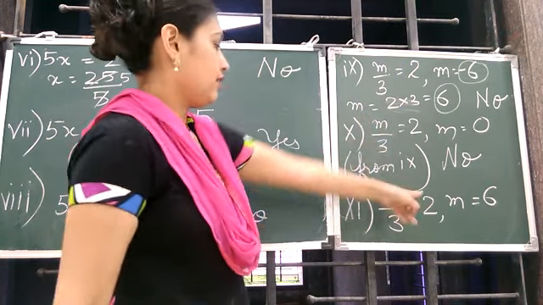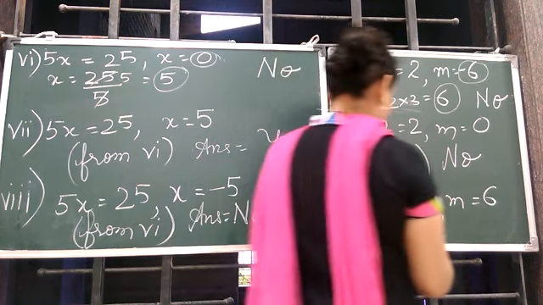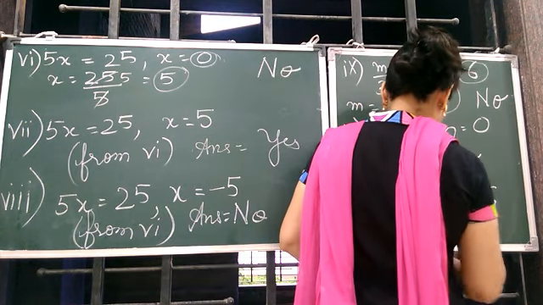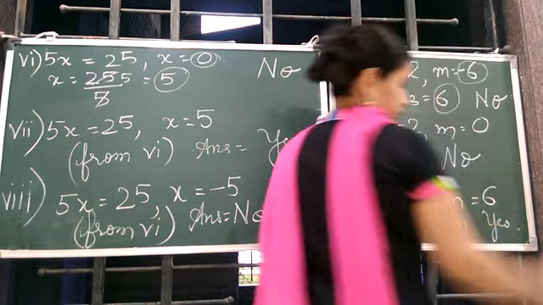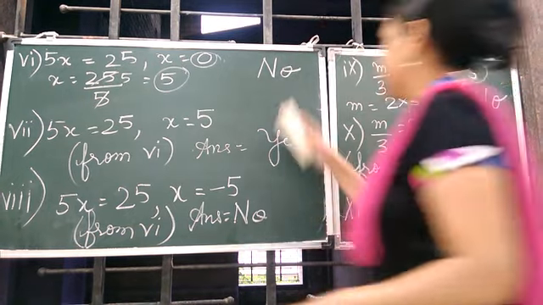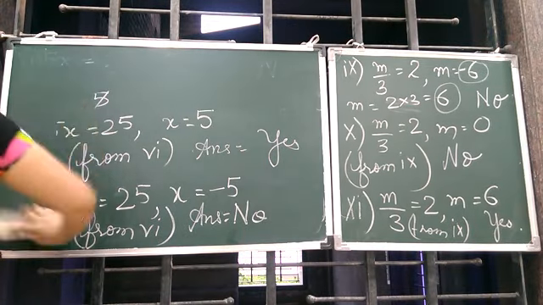From 9th again, answers will match, values will match. So you can write from 9, it will be a yes. This completes question number 1.